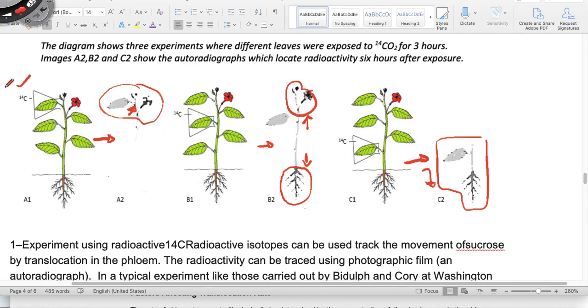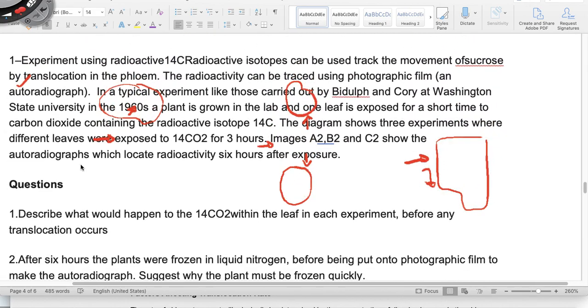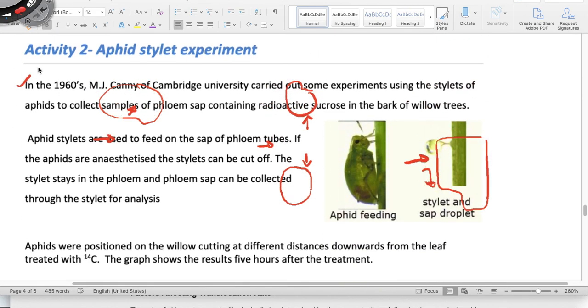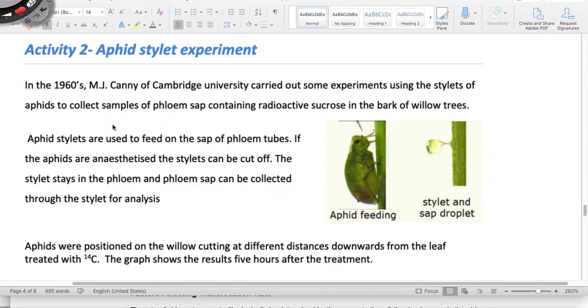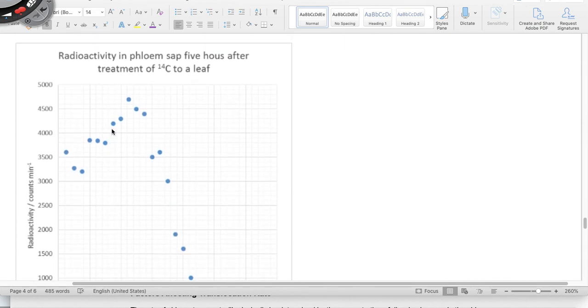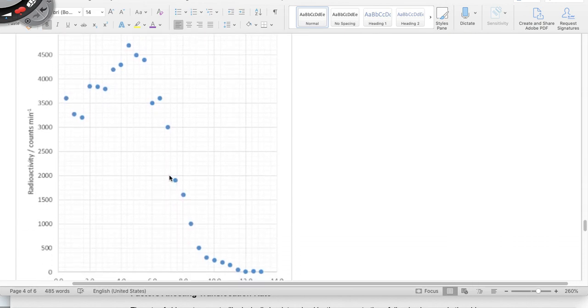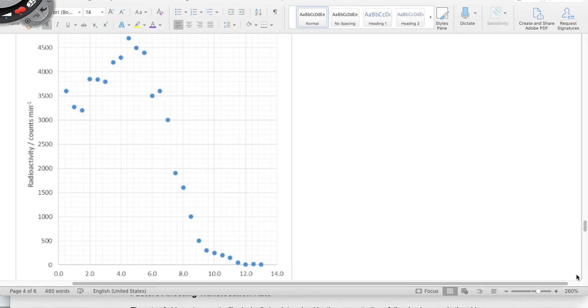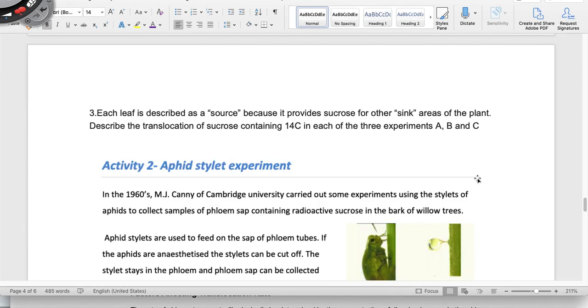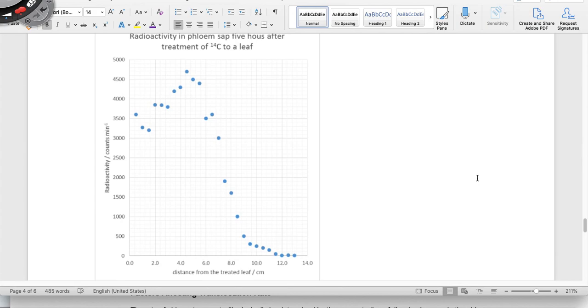So this is what this diagram wanted to show you, that phloem translocates to different parts of the plant depending on where the leaves are and the number of leaves and the rate of photosynthesis and all that. The other picture here in your activity has you looking at the translocation rate via this graph. Let me make this smaller here so you can see.